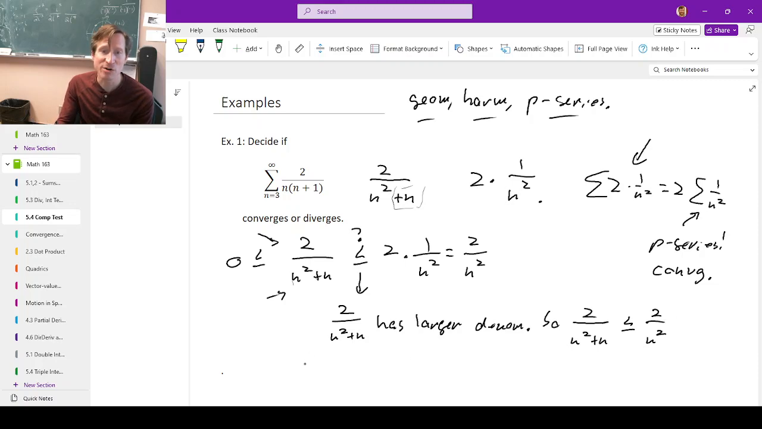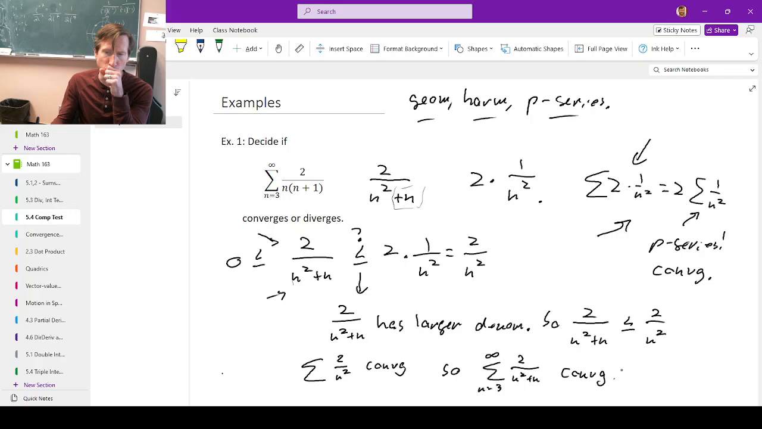We already know that the sum of 2 over n squared converges, right? We figured that out before. It's twice a p-series. So the comparison test tells us that the sum from n equals 3 to infinity of 2 over n squared plus n also converges. All right.